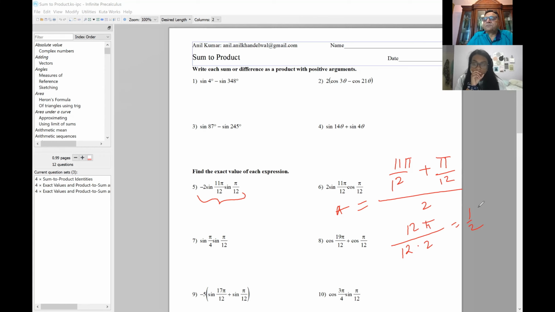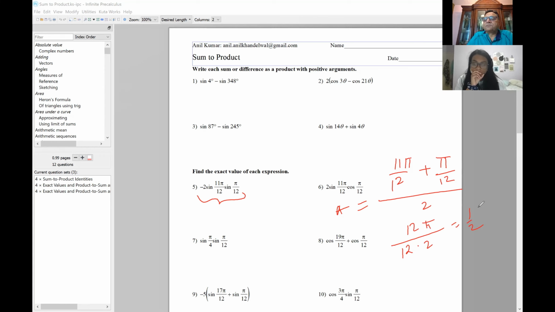Let's say, okay, annotate with, I want this to be next question. You want to do the cosine one, right? Yeah, this one. This one.